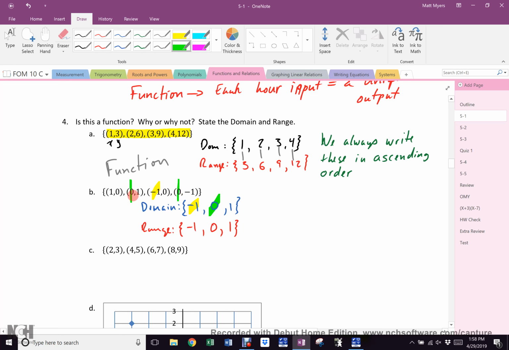When I input 0, I get how many outputs? 2. I get 1 and negative 1. So because I have 2 outputs, when I say 0, you don't know if I mean the 0, 1 or the 0, negative 1. Everybody understand? So what's this? This is a relation. Because 0 could be 1 or it could be negative 1. When I have x for a 0, I have 2 options for y. And that's not okay. Everybody understand? Everybody cool? All right, you guys do C.